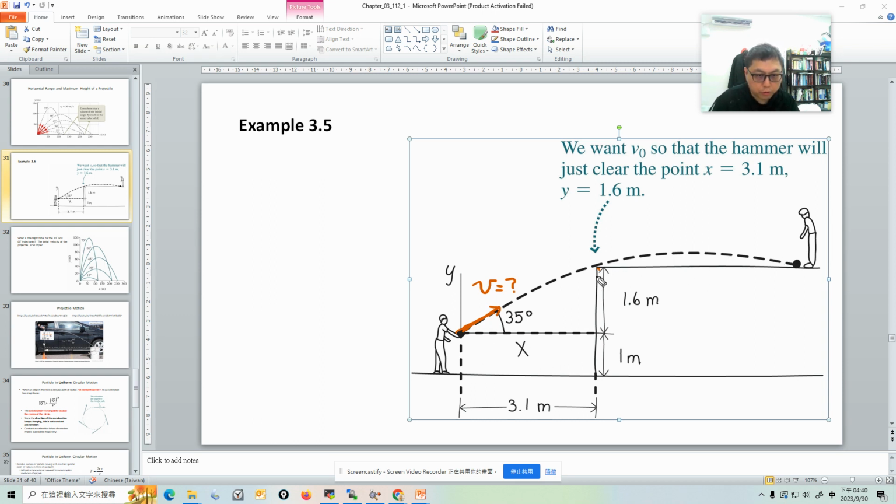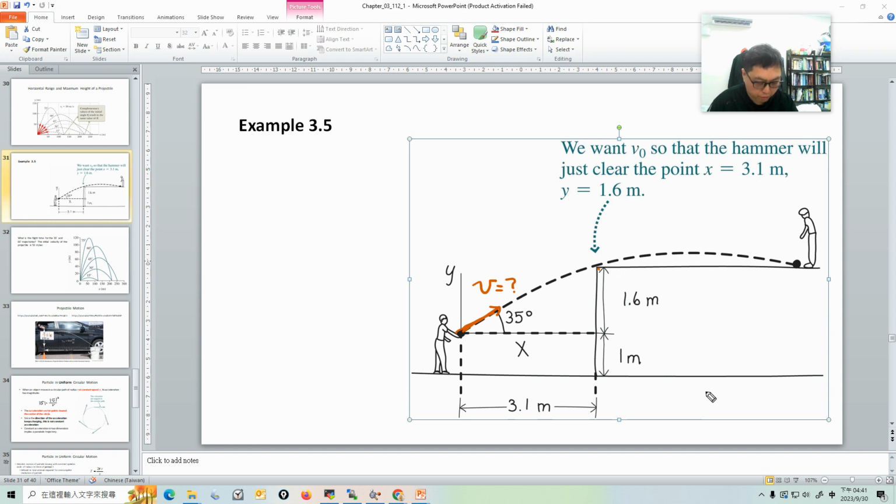And here is the geometrical information. His hand is 1 meter above the ground, and the barrier is overall 2.6 meters above the ground, and the barrier is 3.1 meters away from the thrower. So that's pretty much all the information.